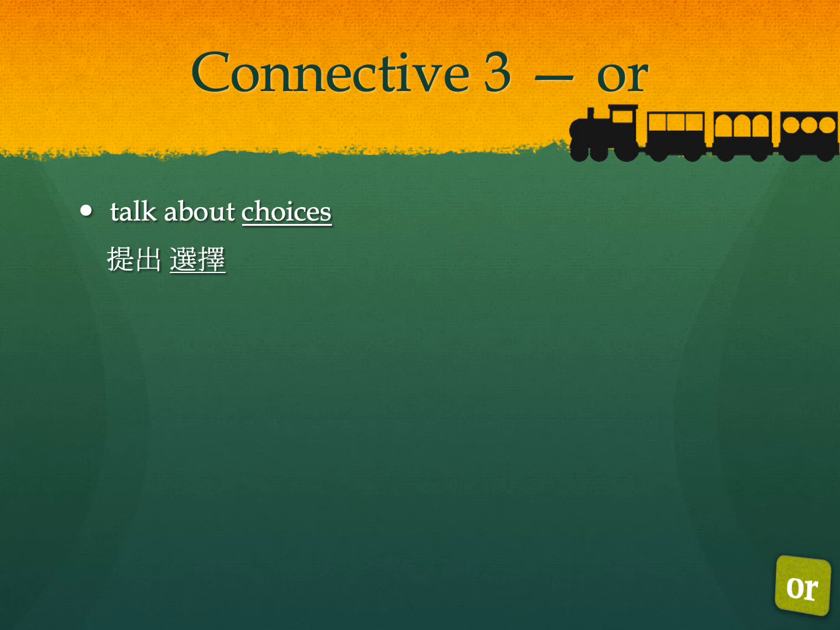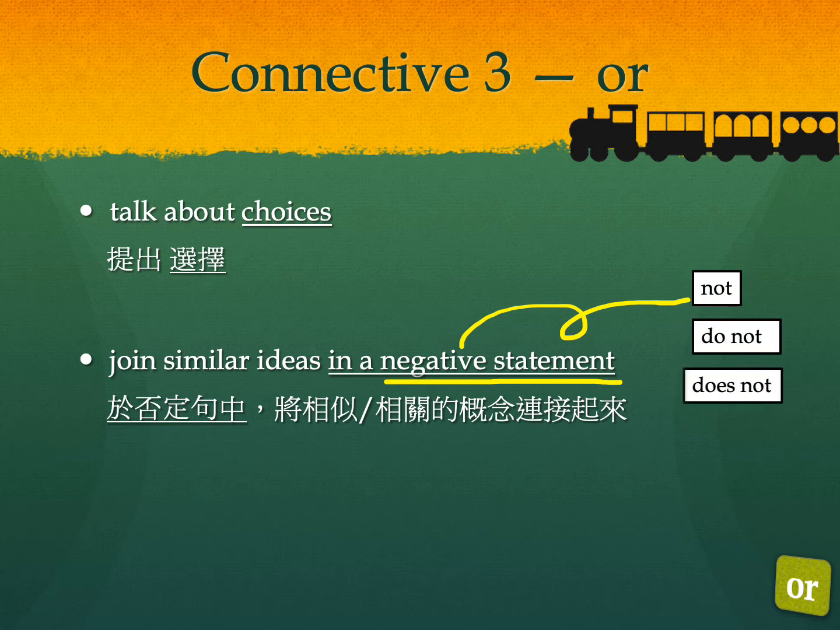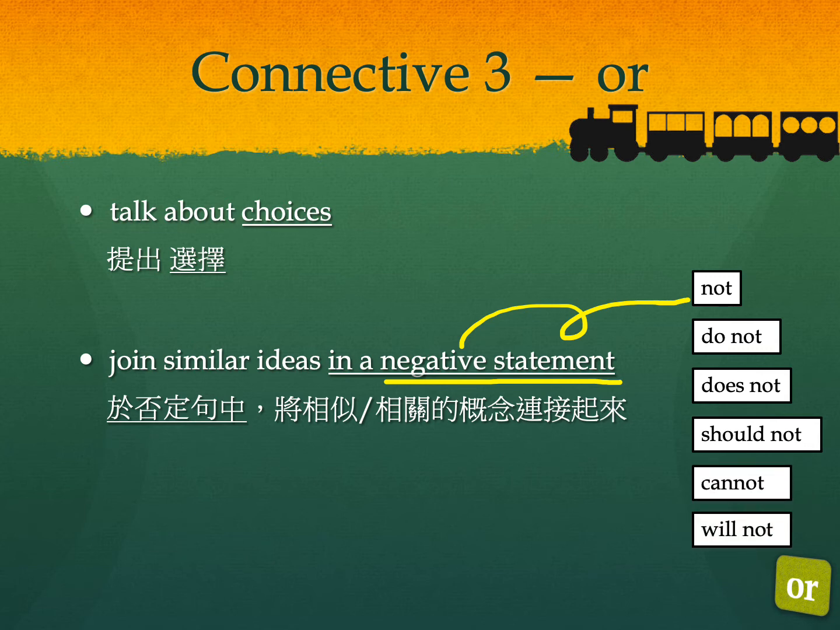Now we know that we can use or to talk about choices. We can also use it to join similar ideas in a negative statement. What is a negative statement? A negative statement is whenever you see the word not. For example, do not, does not, should not, cannot, will not, etc. Whenever you see these not in a sentence, they are negative statements.